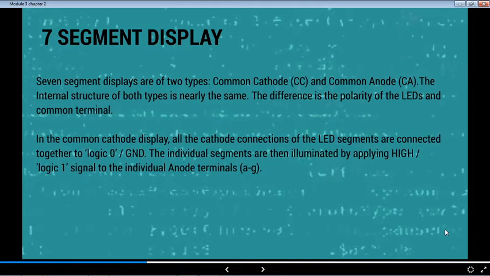The internal structure of both types is nearly the same. The difference is the polarity of the LEDs and the common terminal. In the common cathode display, all cathode connections of the LED segments are connected together to logic 0 or ground. The individual segments are then illuminated by applying a high logic 1 signal to the individual anode terminals A to G.